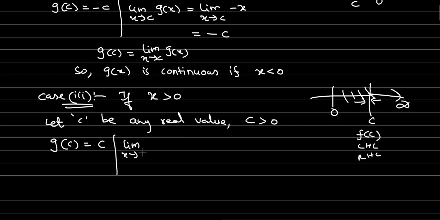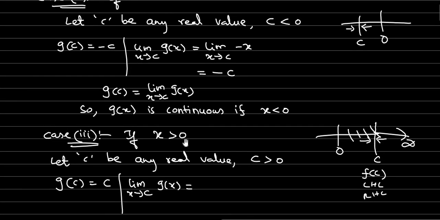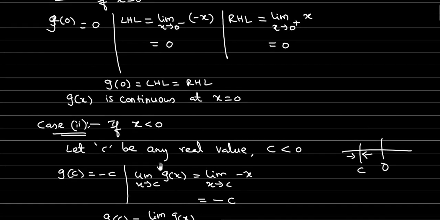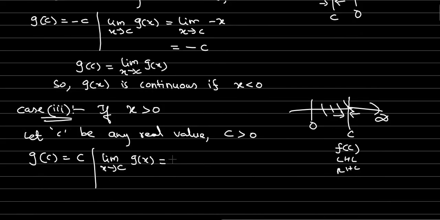So limit x approaching c. If I indicate a minus sign, it means left hand limit, and a plus sign means right hand limit. If there is no sign, then it's a combination of both. I am combining both. Now limit x approaching c, g of x. So what is g of x here? x is greater than 0, so the suitable function is x. Now replacing g of x as x, limit x approaching c of x. Applying the limit, the result is c.